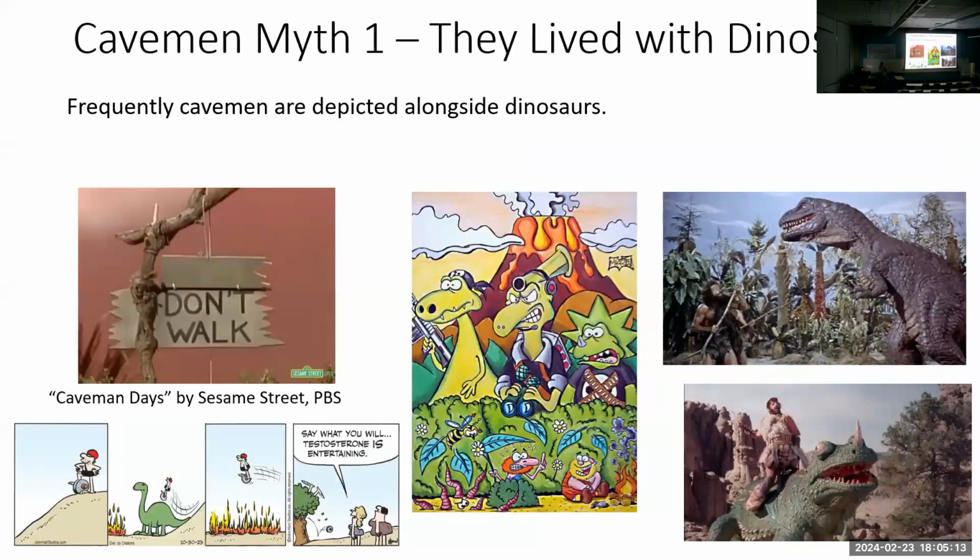So frequently, cavemen are depicted alongside dinosaurs. This is really common. It was like a cartoon I liked when I was little. You have these smart dinosaurs and the dumb cavemen. There's a lot of movies where people fight with cavemen, also in the comics. And even Sesame Street had this.